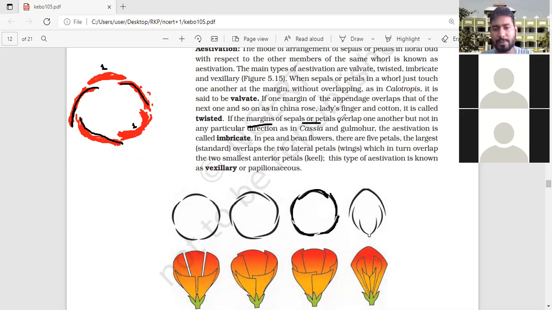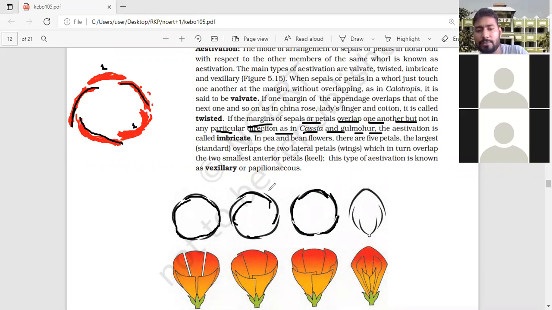If the margins of sepals or petals overlap one another, but not in any particular direction, as in cassia and gulmohar. It is saying overlap, but not in a particular direction. What we have seen before has a particular direction, meaning they form a ring-like structure. Here one is always inside and one is always outside. That is the particular direction.